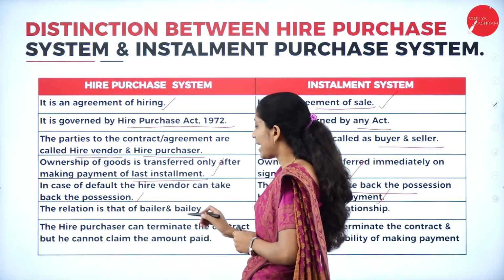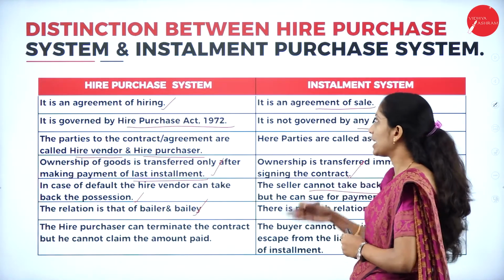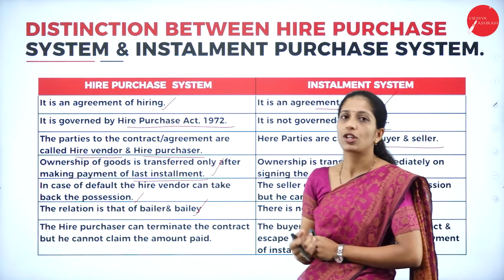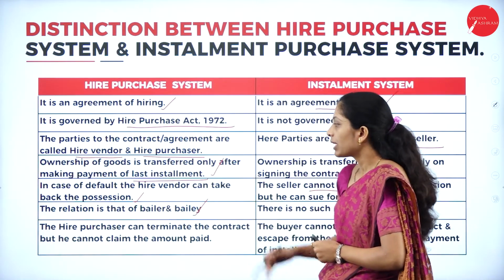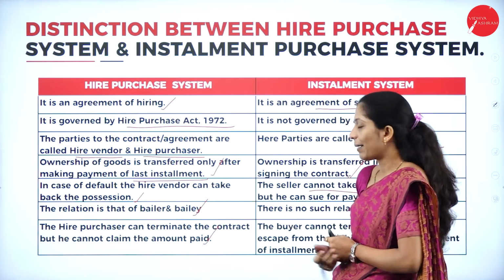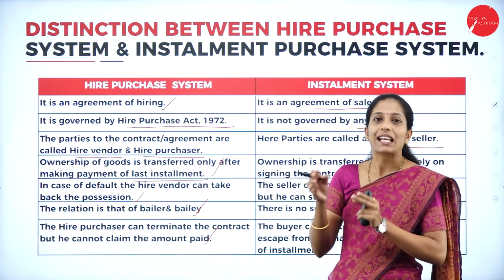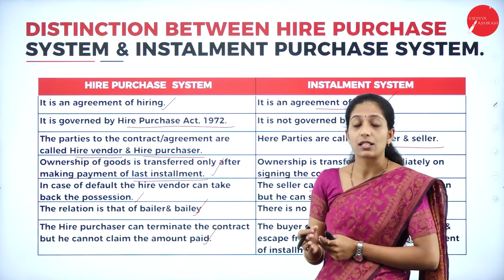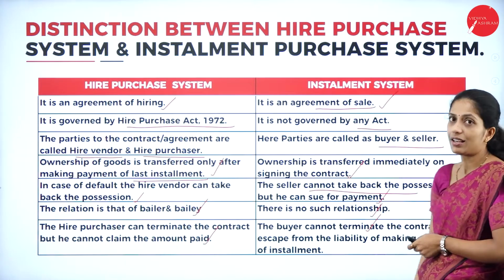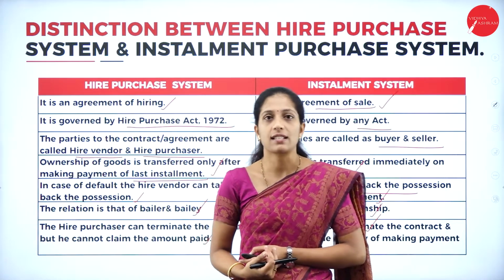The relation is that of bailor and bailee under hire purchase system, whereas in installment system there is no such relationship. Next, the hire purchaser can terminate the contract, but he cannot claim the amount paid. They can close the contract, but whatever amount is paid cannot be taken back. Whereas the buyer cannot terminate the contract. So these are the main differences between hire purchase system and installment system.